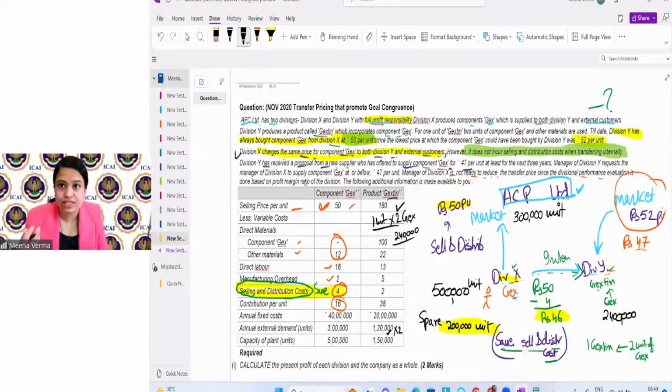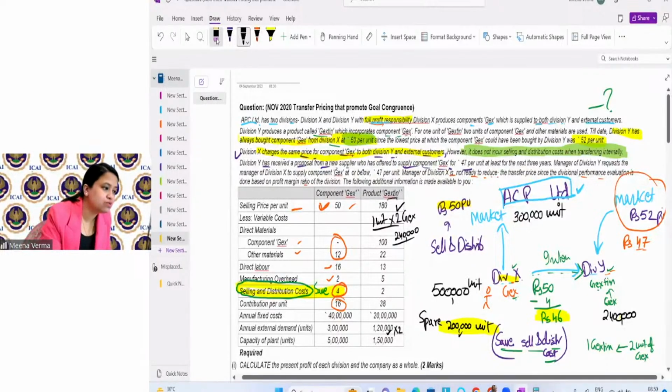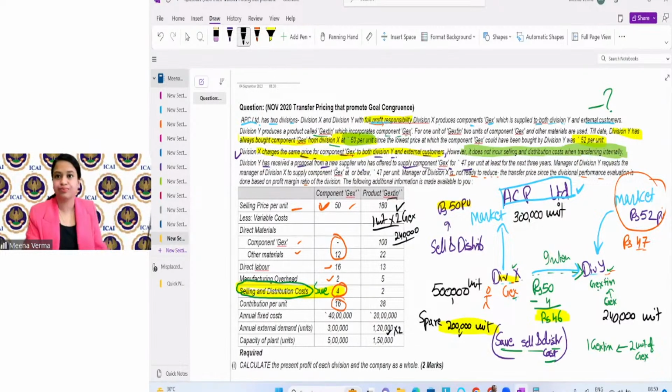See, I have done nothing. I have not seen what the question is asking. I have just read the question and am trying to understand the scenario. What I can see is that they have spare capacity of 2 lakh, and the requirement here is 2,40,000 units. This is the requirement here. Now let's see what they are asking you to find.